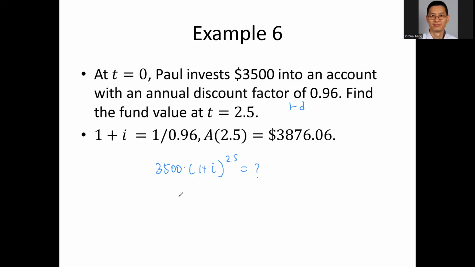And you understand 1 plus i times 1 minus d equals 1, so that equals 3,500 times 1 minus d to the negative 2.5. So that is 3,500 times 1 minus d, the discount factor, 0.96 to the negative 2.5. Okay, so get that value.